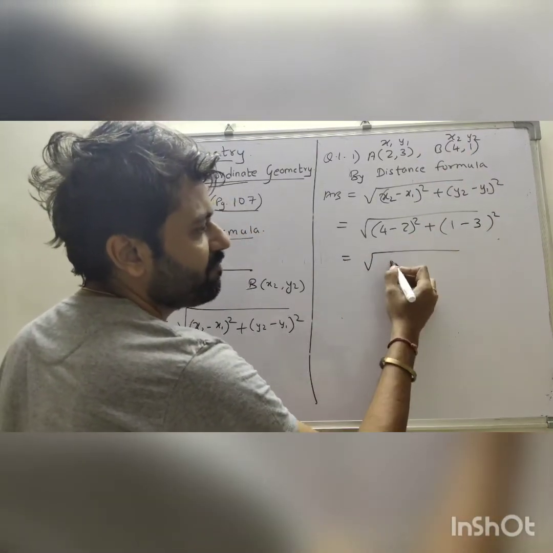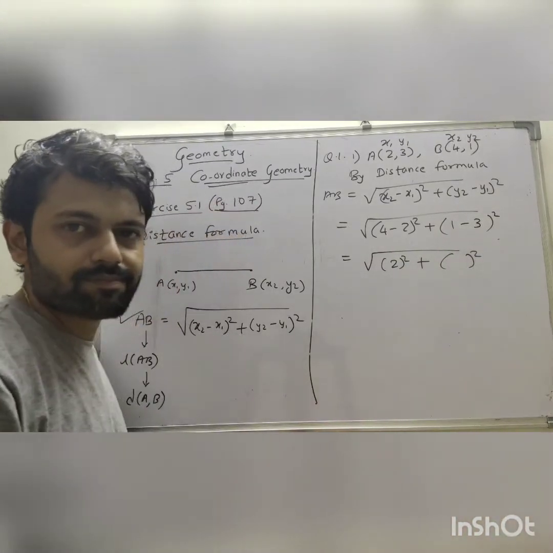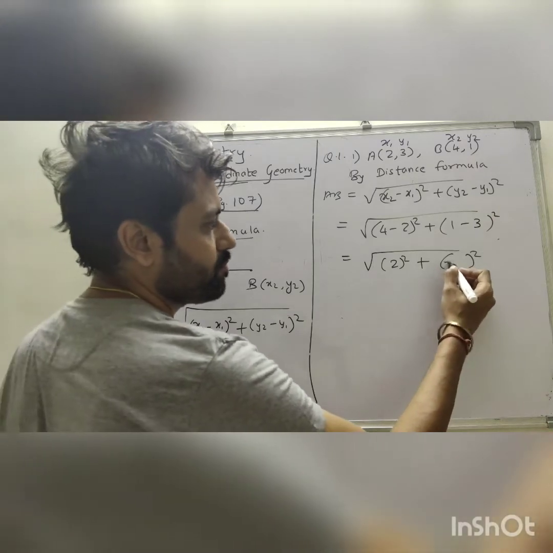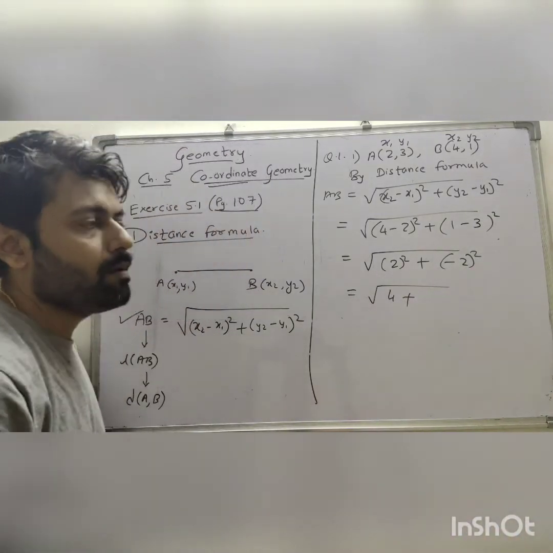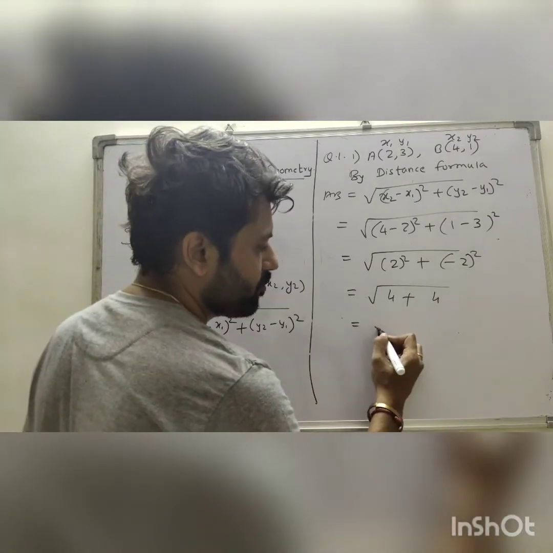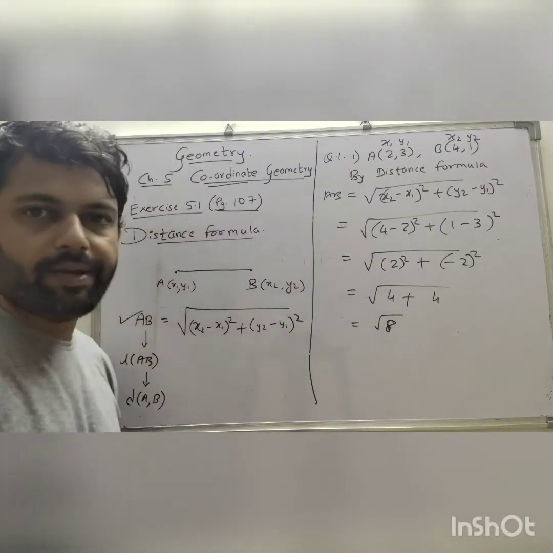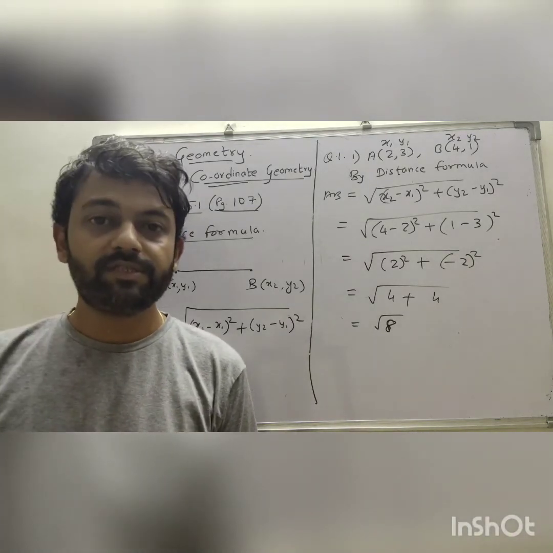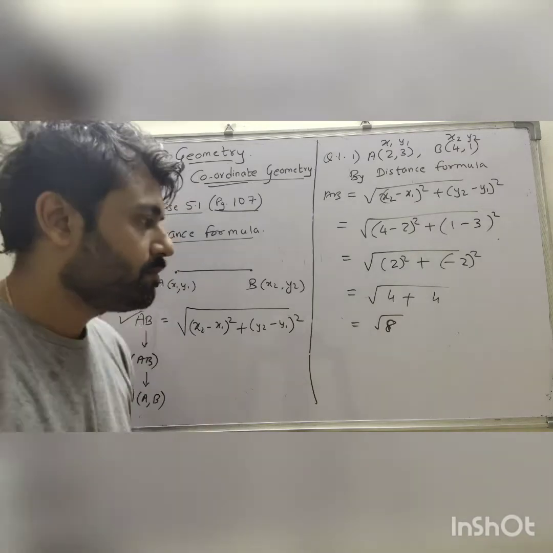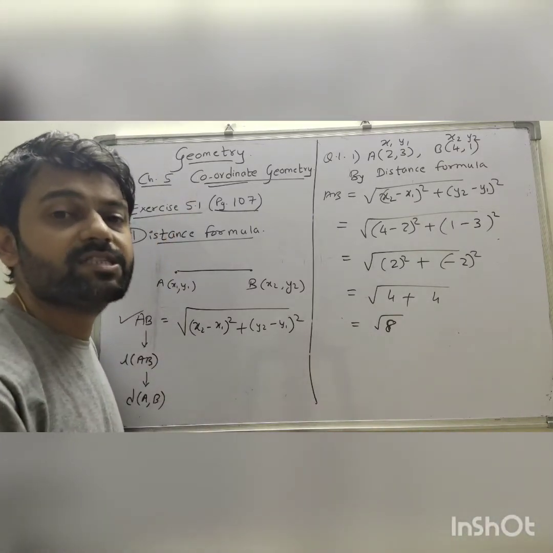4 minus 2 will give you 2. 1 minus 3 will give you minus 2. 2 ka square 4, minus 2 ka square 4. 4 plus 4 is 8. Root 8. This root 8, if you remember surds, then you can bring it into the form of mixed surd.